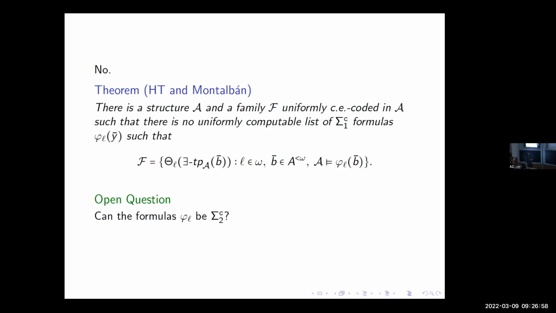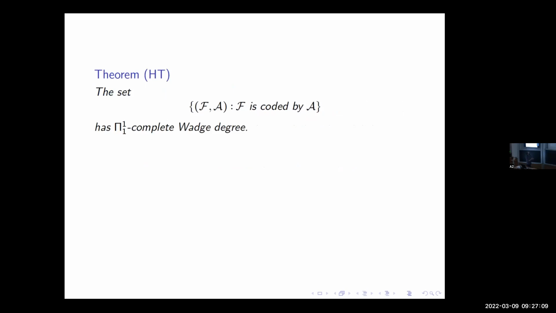It's still open; I don't know if you can make the formulas sigma 2. Antonio showed that it can be sigma 3. They can't be sigma 1. We're not sure about sigma 2. Maybe an even better way of arguing that there's no good structural characterization is to look at the Wadge degree of the set. The family being coded by A: how complicated is it to tell whether that's true or not? You can show that it has pi^1_1 complete Wadge degree, which is what the naive definition gives. What's the naive definition of coding? It says for every copy of A, there's some operator that enumerates F. That's a pi^1_1 naive statement.